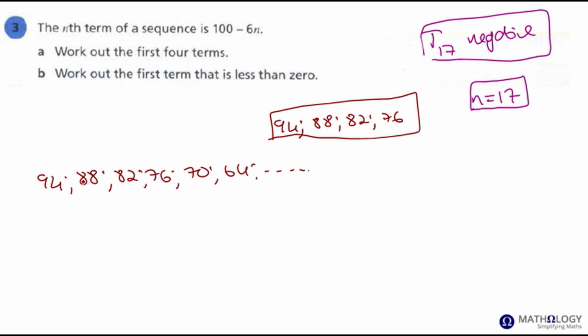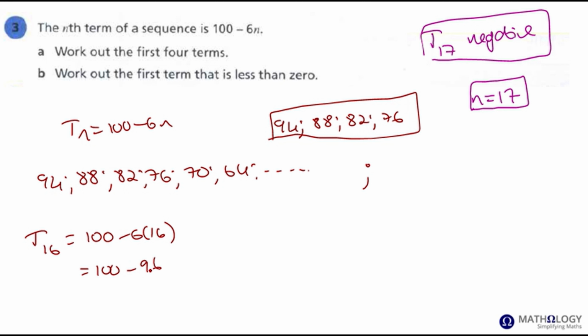So just note for now that the sequence starts at 94. All the terms are positive. We are decreasing, getting smaller and smaller, but all of these terms are positive until we get to a term, and the first term that will be negative will be the 17th term. So if we find, with Tn as 100 minus 6n, the 16th term, n equals 16: 100 minus 6 times 16 is 100 minus 96, which is 4. 4 is still a positive number.